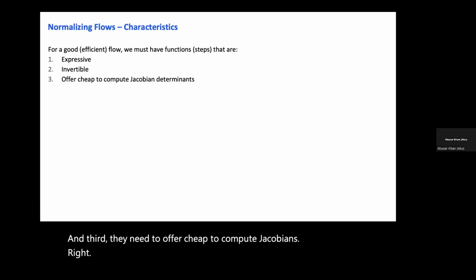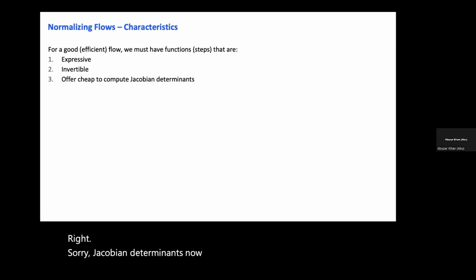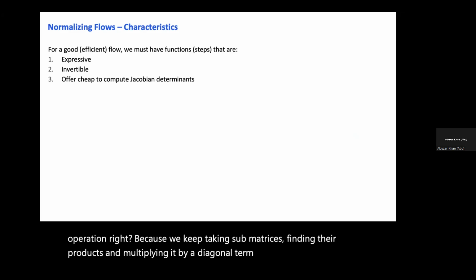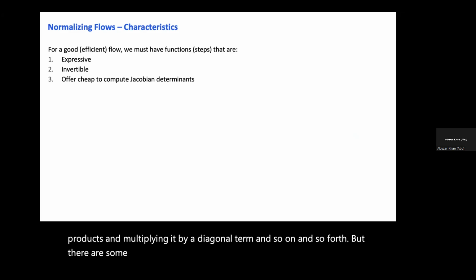Sorry, Jacobian determinants. Now, computing the determinant is a cubic operation, right? Because we keep taking submatrices, finding their products and multiplying it by a diagonal term, and so on and so forth. But there are some matrices which allow for this determinant calculation to be very, very cheap.